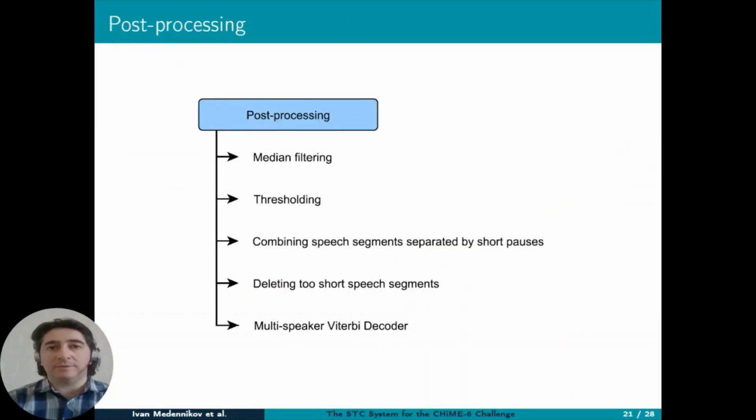This slide describes a simple post-processing of probability streams obtained from the TSVAD model. It includes 11-tap median filtering, simple thresholding, combining speech segments separated by short pauses, and deleting too short speech segments. An alternative approach consists of using a multi-speaker Viterbi decoder tuned for the best DER on the development set.